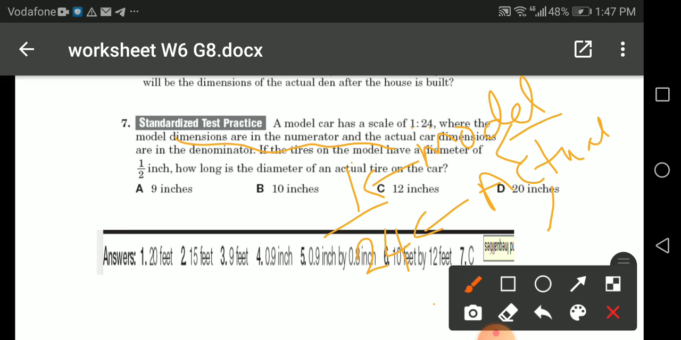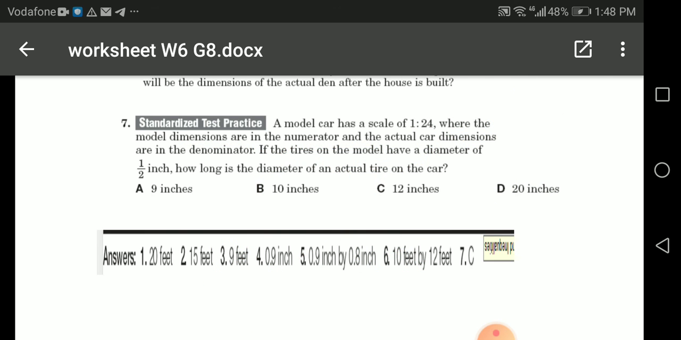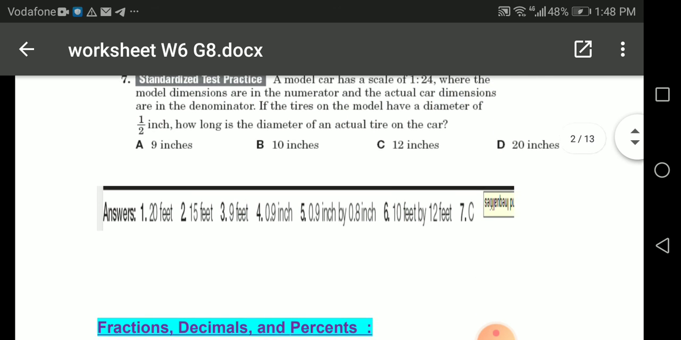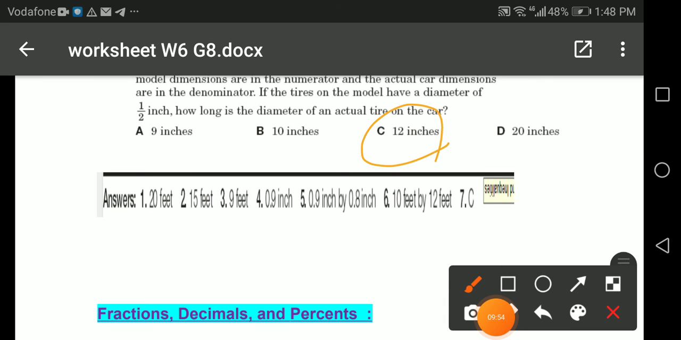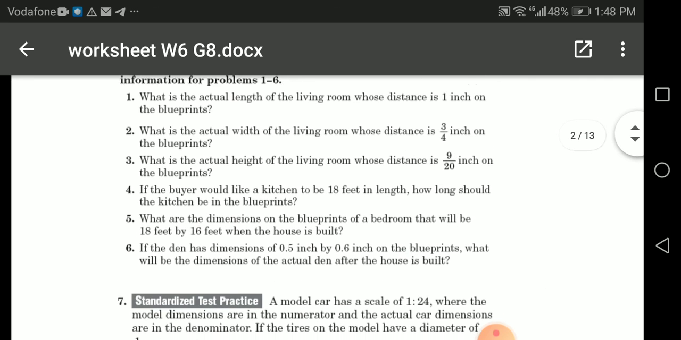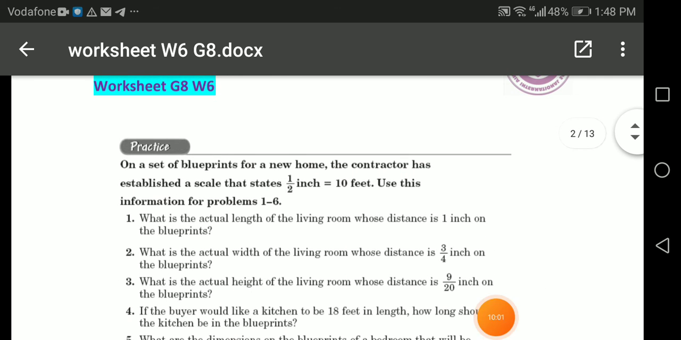And he gives me another piece of information: the tires of the model have a diameter of half inch, so we have half here. What I do up, I will do down. Half of the actual, half of the 24, will be just 12. So if he asks how long is the diameter of the actual tire, it will be 12 inches. By that, my dear students, we have covered the lesson. If you have any questions, please send me on Google Classroom. Bye bye.